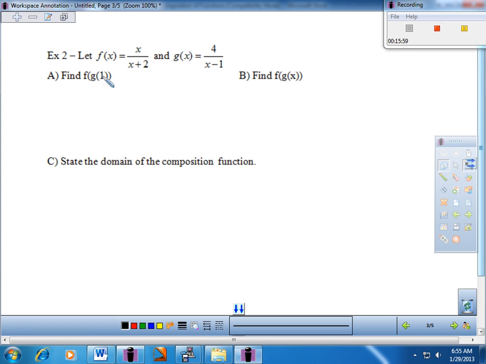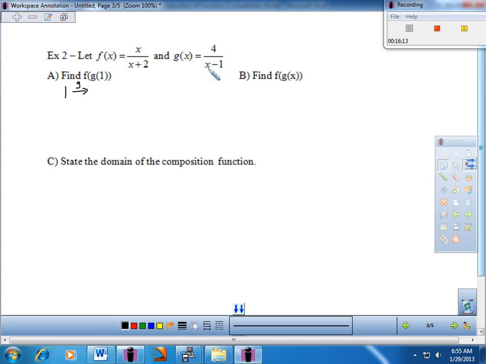So we would start with 1. It goes into the g function. Then that answer will go into the f function. So let's start that out. I'm going to do the same thing. It just kind of helps me initially. So number 1, it's going into g. And so I would do, let's come right over here, 4 over 1 minus 1.